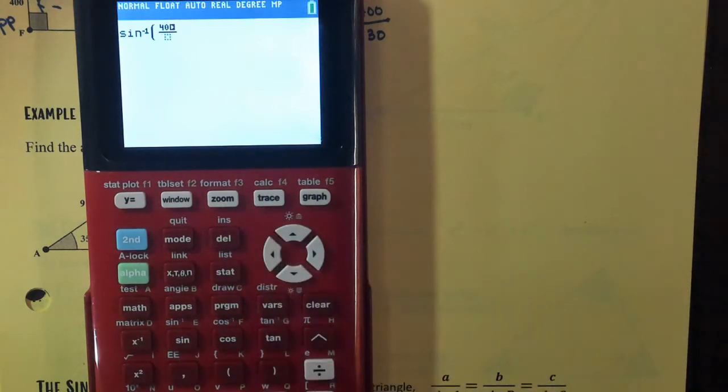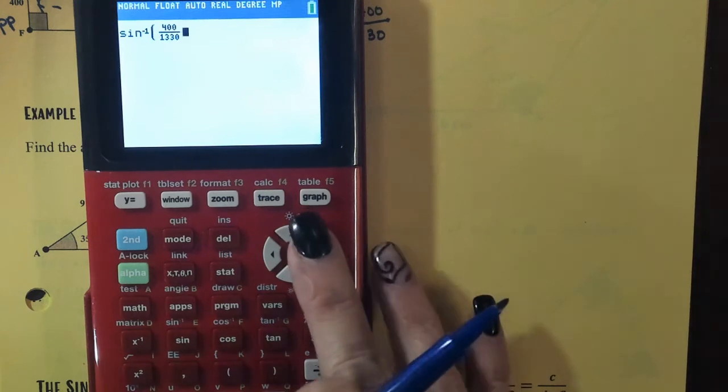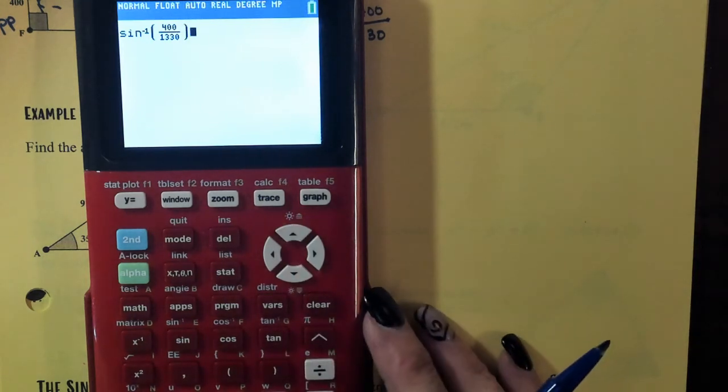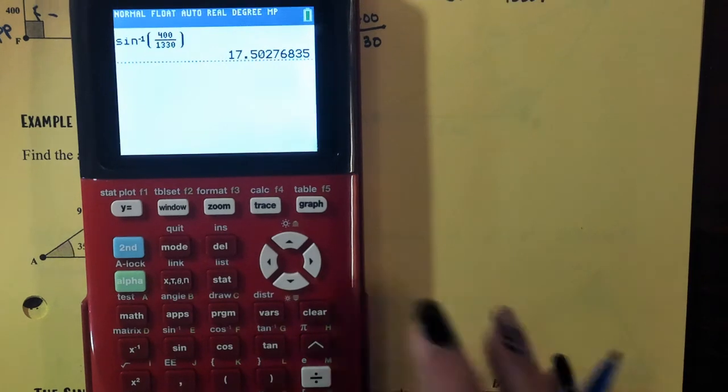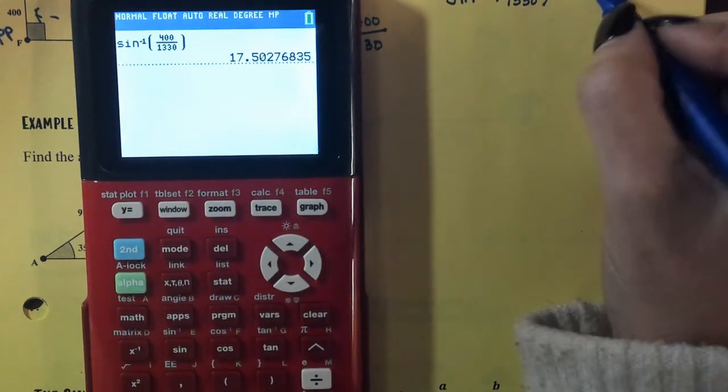Oh, 400 on top, and 1330 on bottom. Move to the right and close it. Always be sure you close it. Alright, so there it is. Now remember, we always want to make sure we're in degrees.